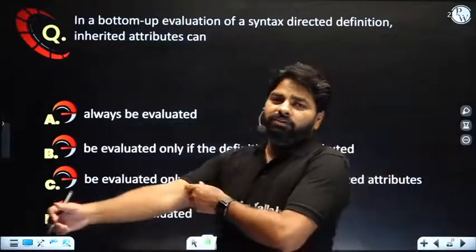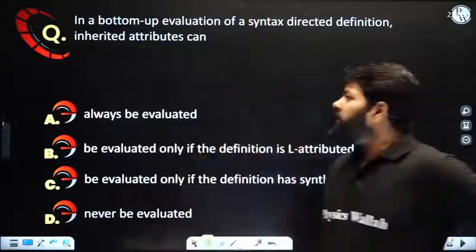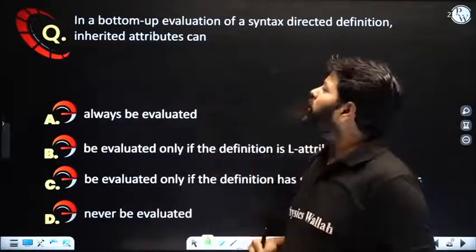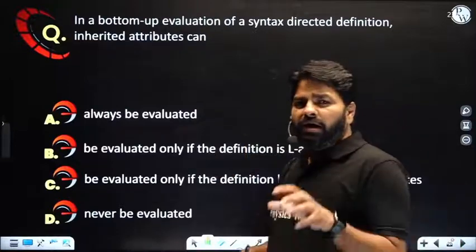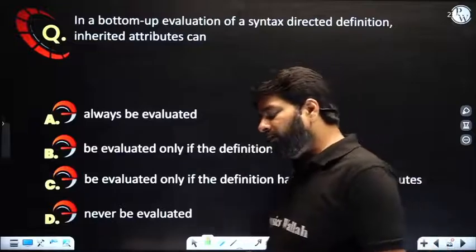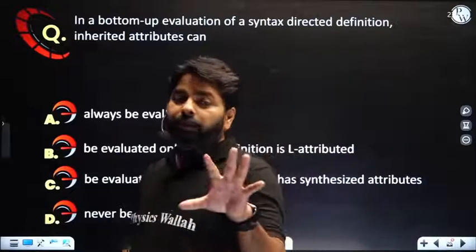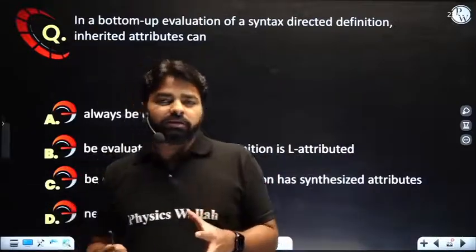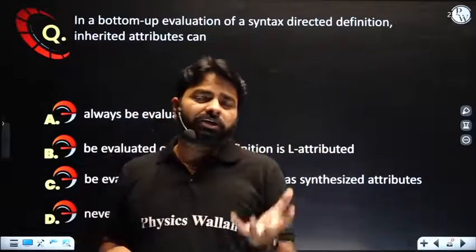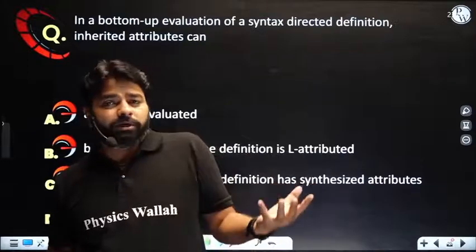Okay, now some questions we have. It's a theoretical question about bottom-up evaluation. Basically, bottom-up evaluation is used for S-attributed grammars, but it can also be used for L-attributed. Bottom-up parsing is specially used for S-attributed, but bottom-up evaluation can be used even for L-attributed also.